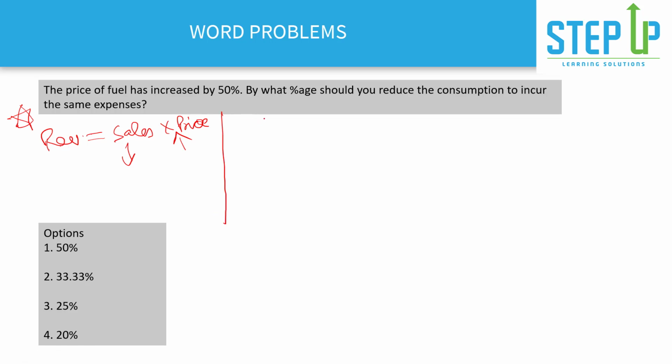So it says the price of a fuel has increased by 50%. Okay. So how I will assume is, I'll say expense equals price into consumption, right? So they are saying price of fuel is increased by 50%. The moment I say 50%, I will say, let us assume this is 2x. It has increased by 50%, so I'll assume it has become 2x plus x, which is 3x. Okay, and this is constant.